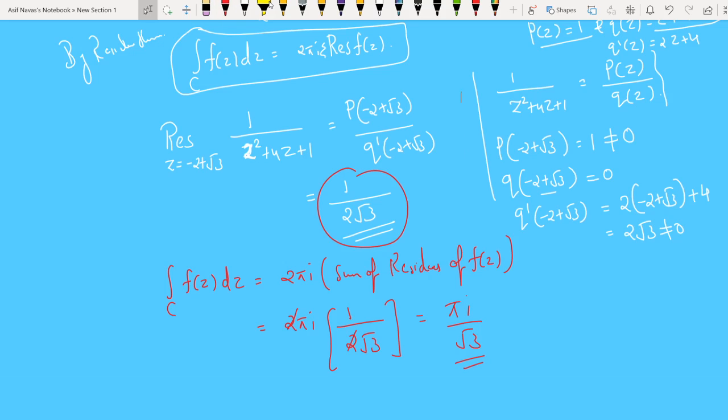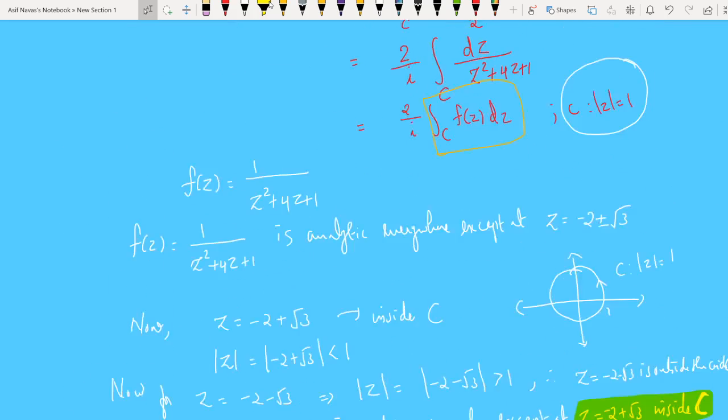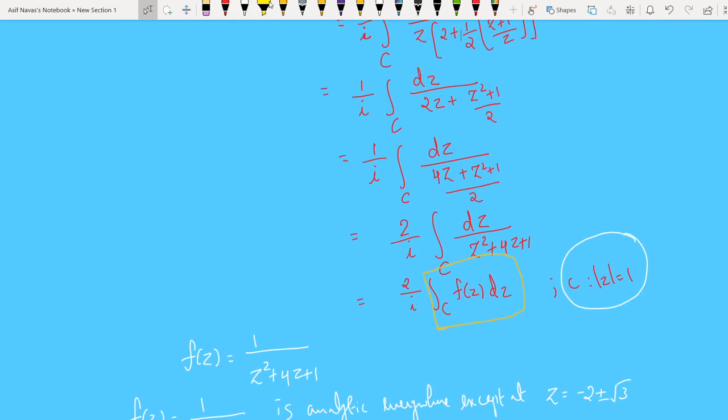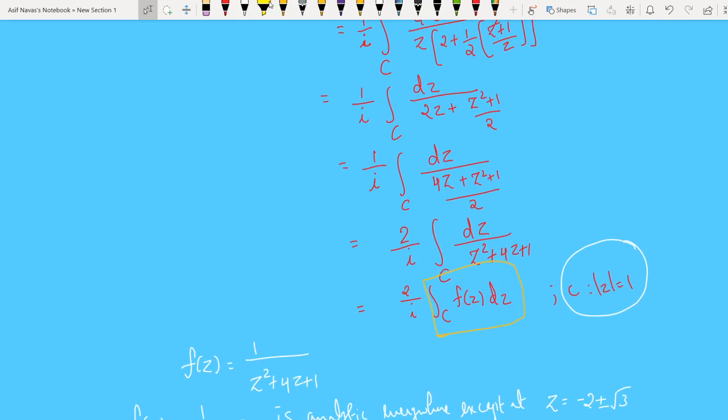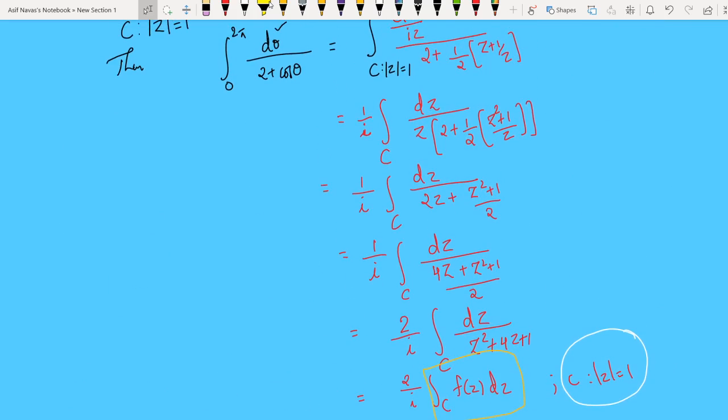But what we have to calculate? We have to calculate this, right? Which implies the integral from 0 to 2 pi d theta divided by 2 plus cos theta is equal to this, right? 2 by I integral over C f of z dz.